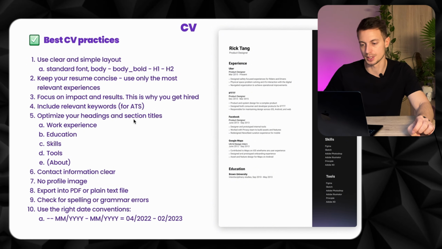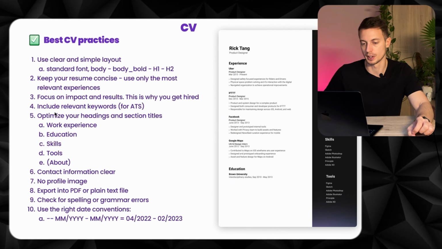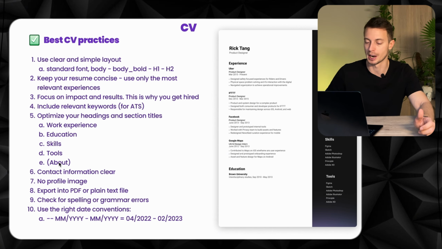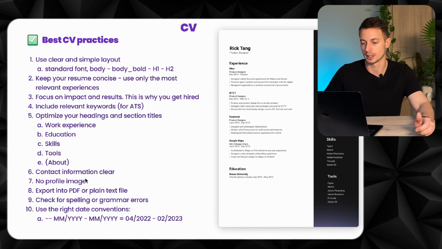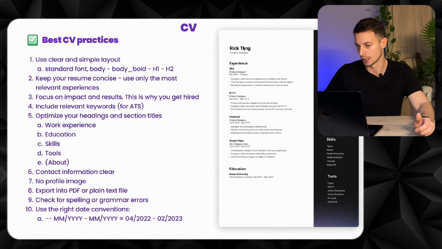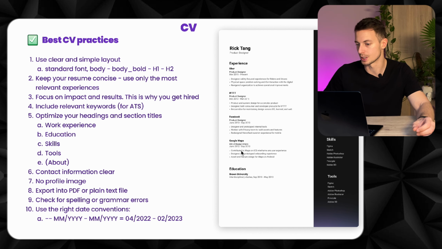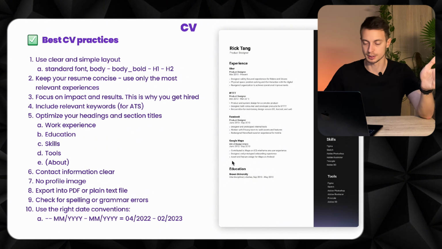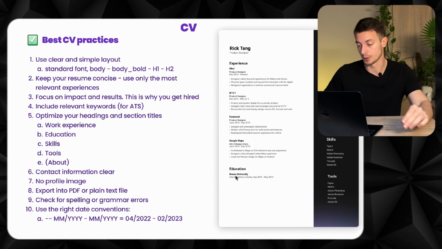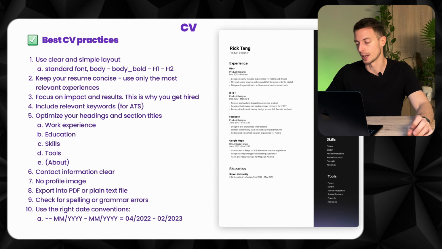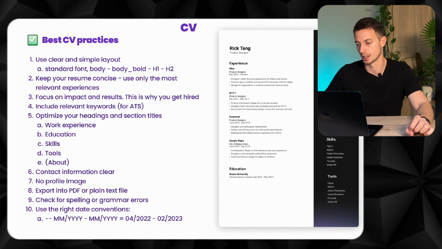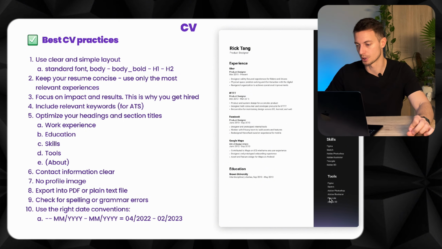You want to optimize your headings and section titles. These are the only ones which you're going to need. You need your work experience, your education, skills, tools, and perhaps an about section or achievements. And obviously contact information has to be clear. Here I have my name, this is an example, but there is your name. Experience is the most important one: what company you worked for and what did you do there, right? What education did you have, also important. And then your contact details and secondary links. In this example, you can see social links. Skills and tools are really important.